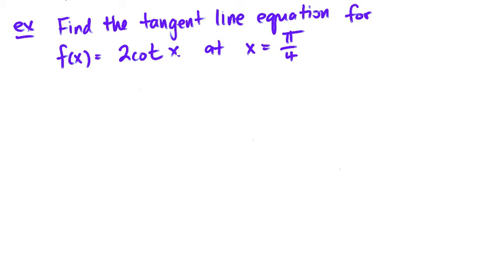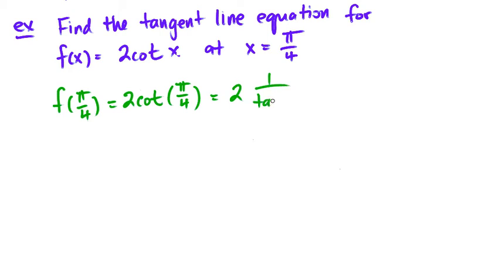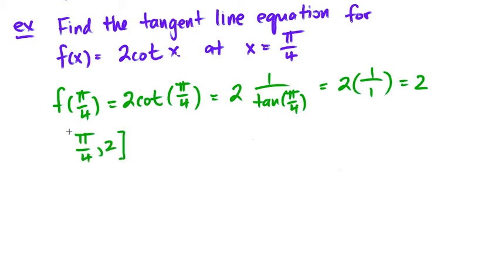Okay, next example. To find the tangent line equation for our function at x is equal to pi over 4, I'm going to use the point slope equation, and so I'm going to need to know the value of my function at pi over 4. So I'm calculating 1 over tangent at pi over 4. Luckily for us, that's a fairly easy one to do. It's 1 over 1, so 2. So I have a point now on my graph, which is this point. I'll use soft brackets.